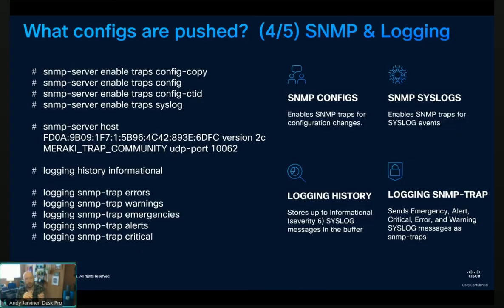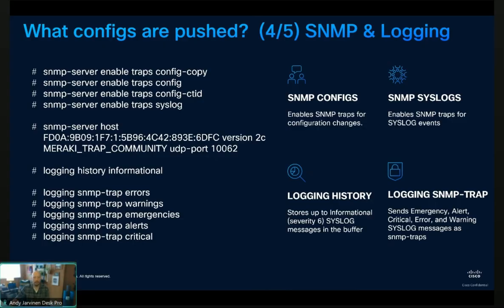After we configure the traps, we have an SNMP server that gets pushed. That is the Meraki cloud where we're sending these traps. And then we do logging. Logging history informational means that the buffer will fill with any log severity that's higher than informational, so 6 through 0. But we don't need the informational in the Meraki dashboard, so we're only going to trap errors, warnings, emergencies, alerts, and critical. Those get sent to the dashboard.